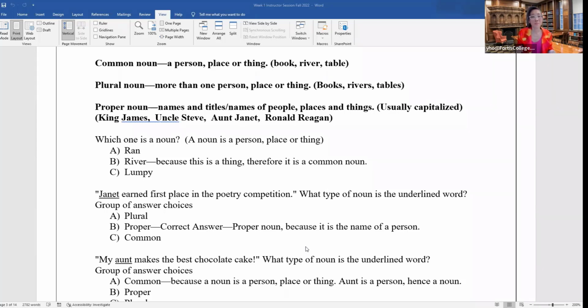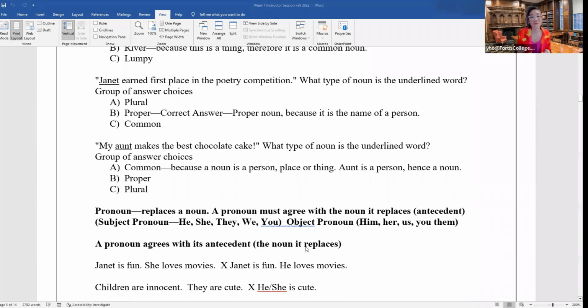My aunt makes the best chocolate cake. What type of noun is the underlined word? And so aunt, you're going to notice that it doesn't say Aunt Janet. It just says aunt. Therefore, that makes it a common noun. Now, if I wrote Aunt Janet, then I would have to capitalize aunt and it becomes a proper noun. So that's where people get confused. But if I just say aunt and I don't know which aunt it is, then it becomes a common noun.